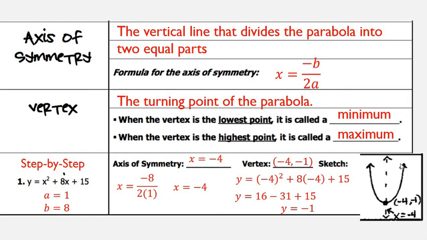The lowest point of this parabola, the vertex, is at negative 4, negative 1. If you're driving down the highway and you make a U-turn, where you start turning, that is your vertex. So the vertex is right here at negative 4, negative 1. Think about the axis of symmetry as the center lane that's dividing this road in half.